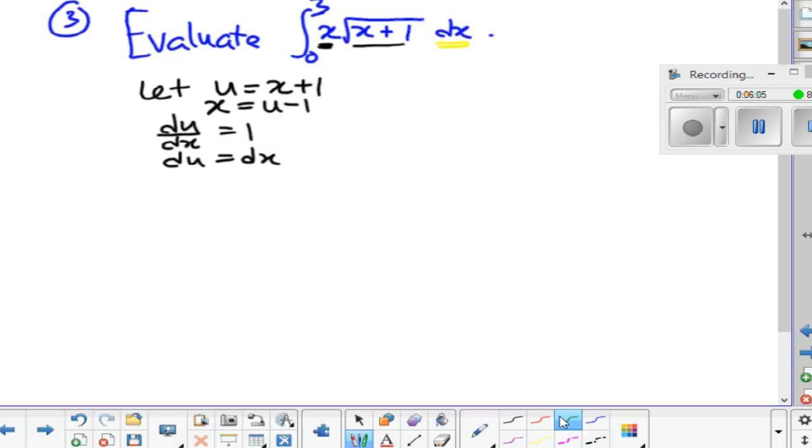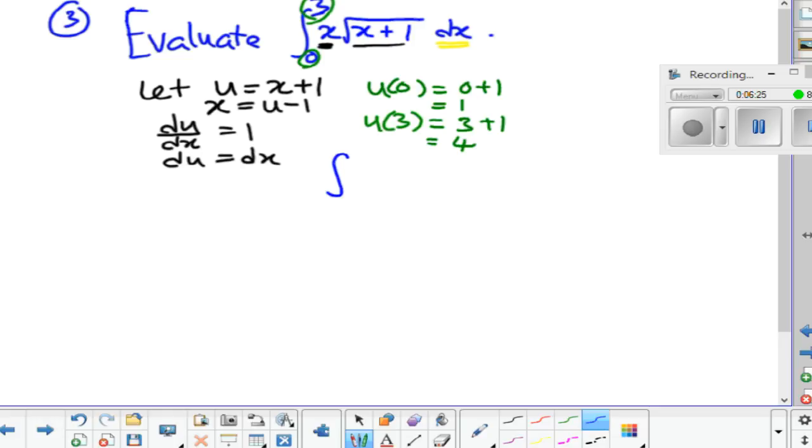Now I need to worry about the boundaries 0 and 3. So u of 0 is 0 plus 1, which is 1. u of 3 is 3 plus 1, which is 4. So my definite integral now can be rewritten as from 1 to 4 of (u minus 1) times u raised to the power of half du. So opening up the bracket, we will get u to the power of 3 half minus u to the power of 1 half du.